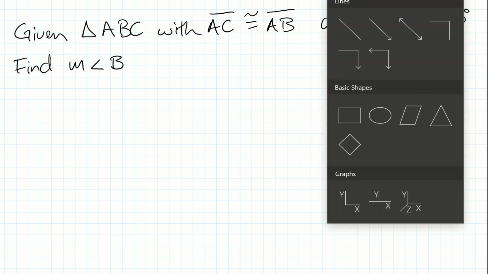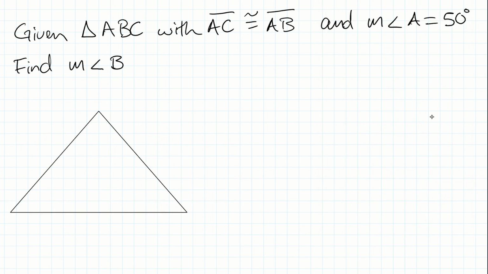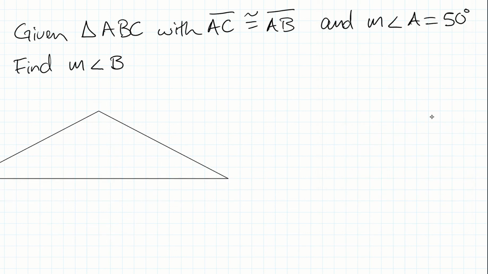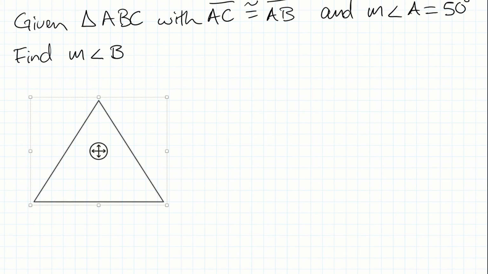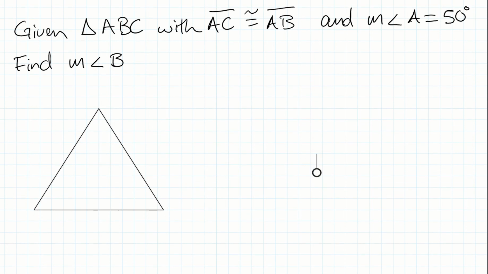But let's sketch this. So I'm going to sketch a triangle. I don't know, just some kind of a generic triangle. That's nice, that almost looks like it's isosceles. But in this triangle, they tell me that, well, I guess I'll label this A, and I'll call this B, and I'll call this C. I'm told that segment AC is congruent to segment AB. So this segment is congruent to this segment.